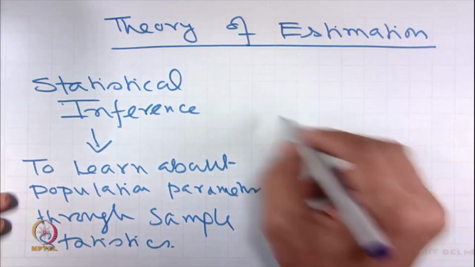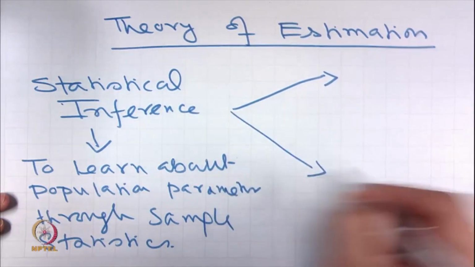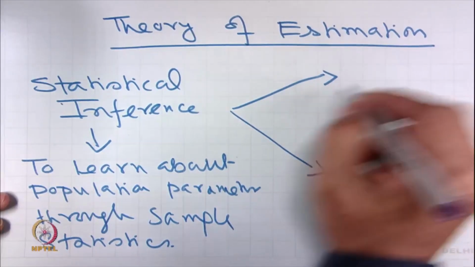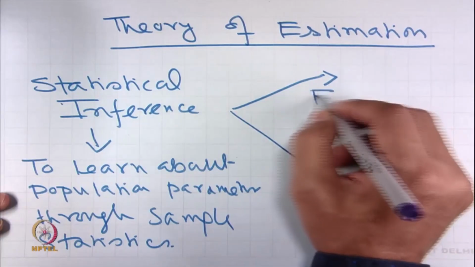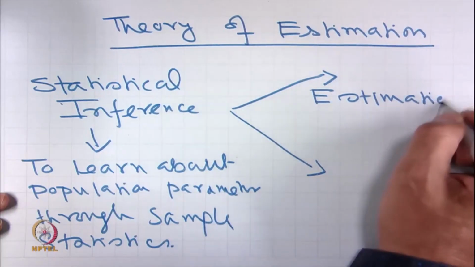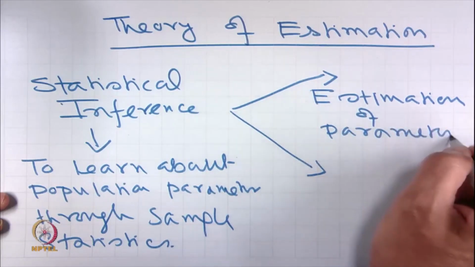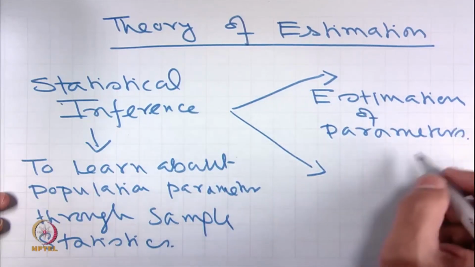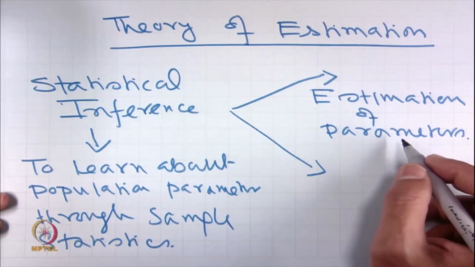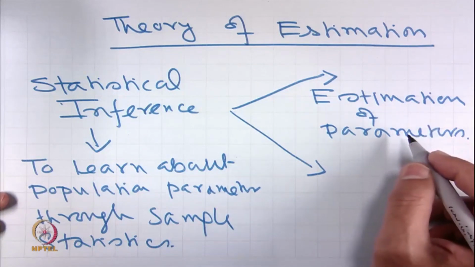And I have mentioned that there are two basic ways of statistical inference. One is estimation of parameters. Here the underlying assumption is that the form of the distribution is known and our job is to identify the parameters of the distribution.